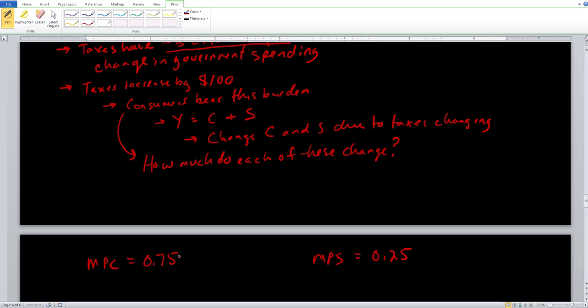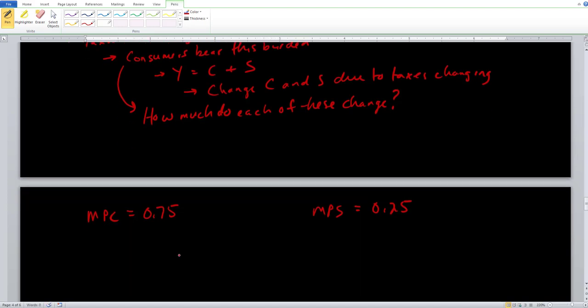So let's go ahead and do MPC first. What was the equation for MPC? The equation that we're going to use is MPC equals change in C over change in Y. So once again, this equation comes very, very handy. It's our good buddy for this entire chapter. And which one of these variables are we trying to solve for? We're trying to solve for this change in C once again.